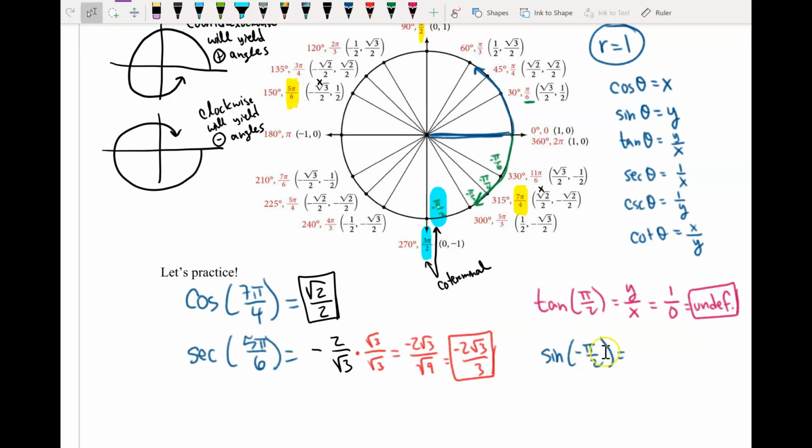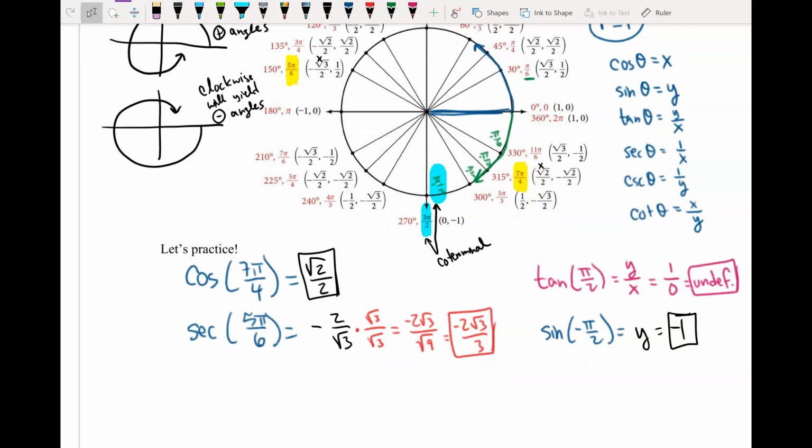So what would be the sine of negative pi over 2? So we're going to be looking at the angle where 3 pi over 2 is at. So the sine will be just the y value. And notice that the y value in this case is just negative 1. Okay. All right, so you can go ahead and play a little bit around with this.